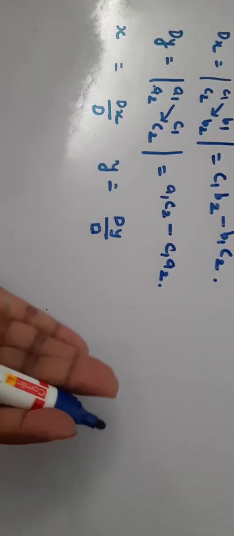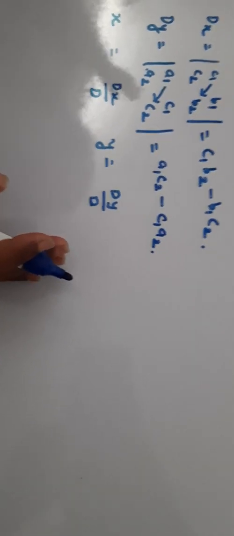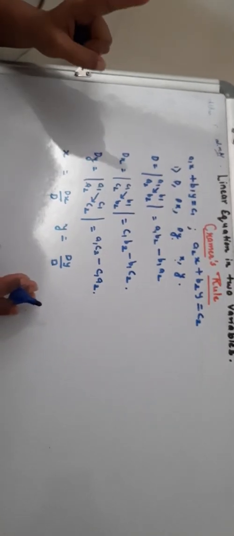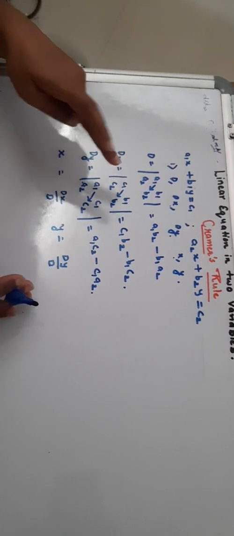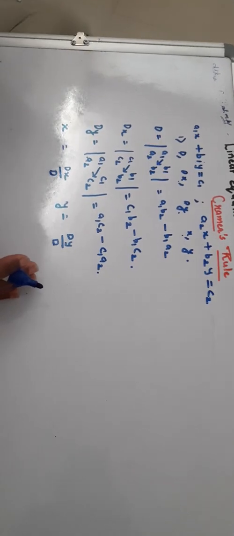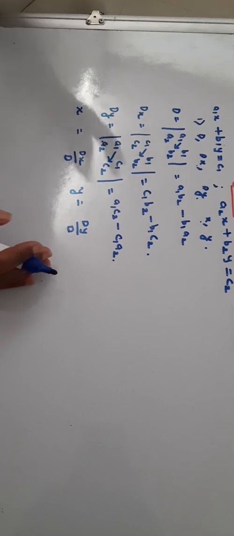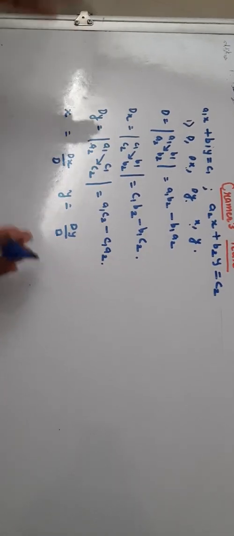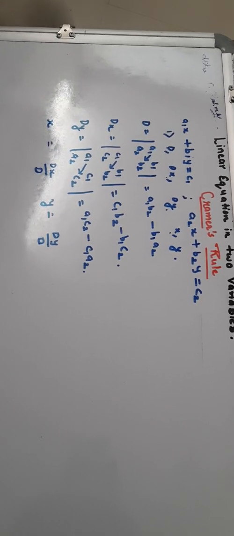Now to keep this in mind, we have to remember certain things. For D, it is AB, so we can say "abe". Then for Dx, it is CB, we can say "kabe". And for Dy, it is AC, so I can say "aikre". So abe, kabe, aikre. In that way, you can remember what coefficients you have to take. So we'll start with the problem.